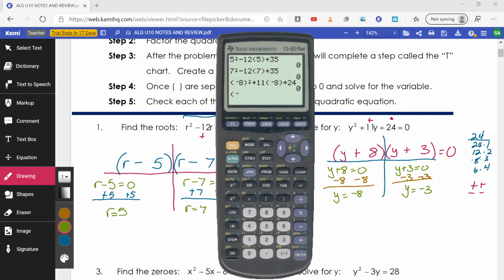Again, we have to put negative 3 in parentheses. We square it, and we add 11 times negative 3 plus 24. And we get 0. So it turns out our numbers are good. So our y values of negative 8 and negative 3 make my equation true.